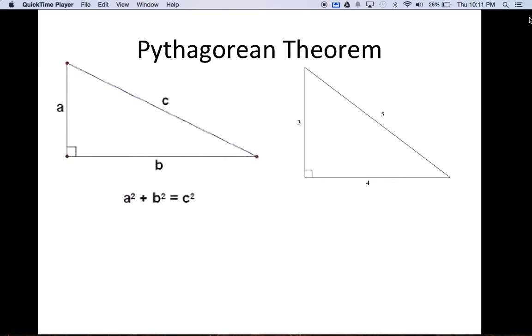Now we're going to start talking about the distance formula, or the distance between two lines. But to do that, we first need to know about the Pythagorean Theorem. A lot of people should have heard of the Pythagorean Theorem. If not, let's try to catch you up to speed real quick.